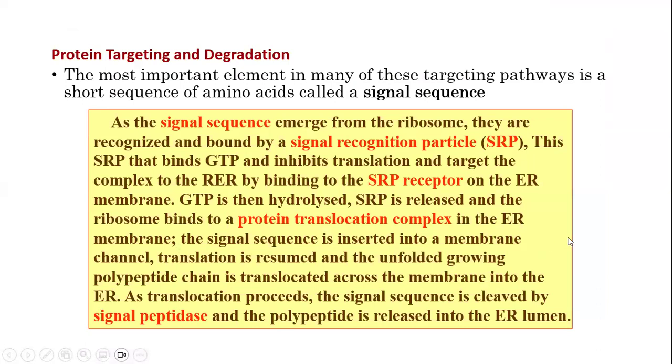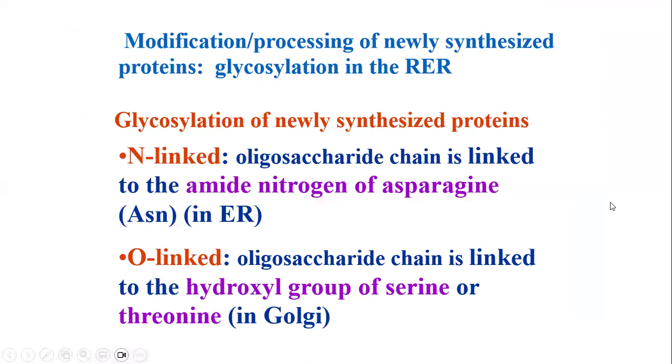The same points are mentioned on this slide for your reference. Next, we will discuss the glycosylation reactions that take place in the lumen of the endoplasmic reticulum. As such, there are two types of glycosylation reaction.